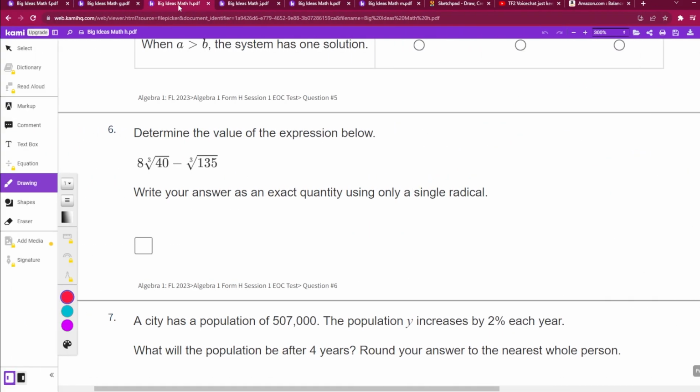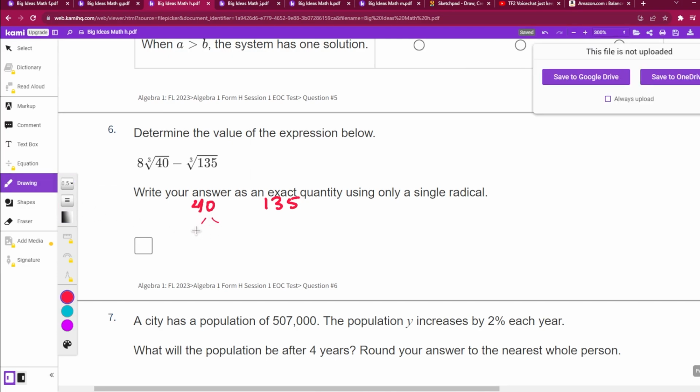Now for this problem, determine the value of the expression. When we're adding or subtracting, not only does the root have to be the same, but the number inside the root has to be the same. So we can't just subtract any of these numbers. We have to make the number on the inside look the same. And the way we do that is the same sort of method. We do prime factorization. So take 40 and 135, break them down into their prime factors.